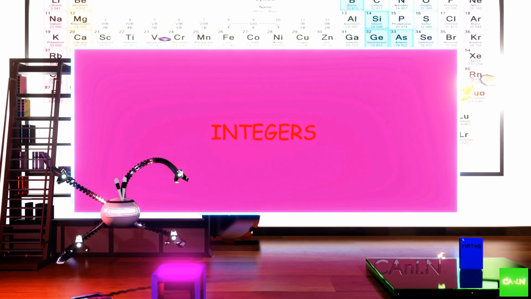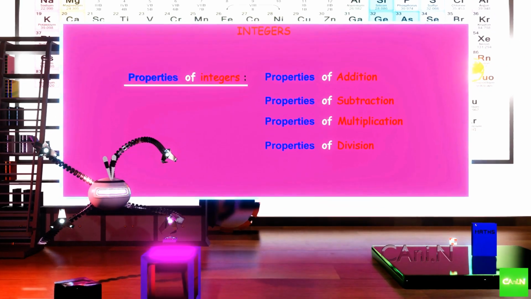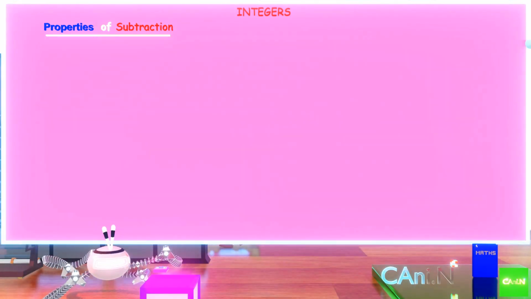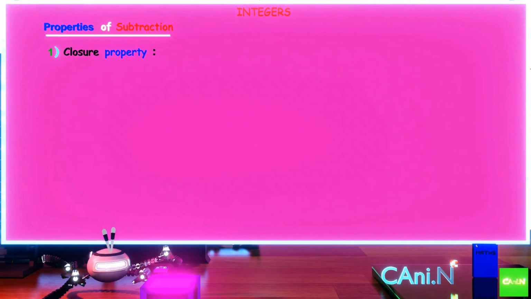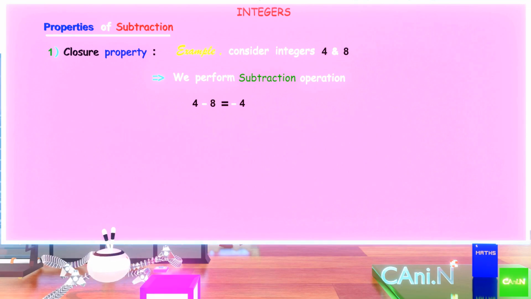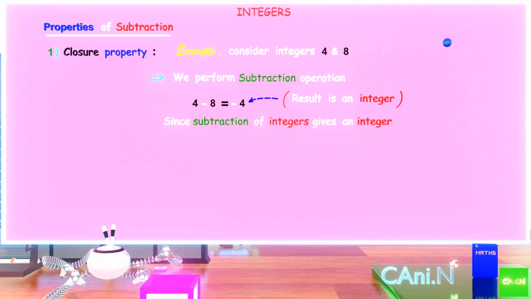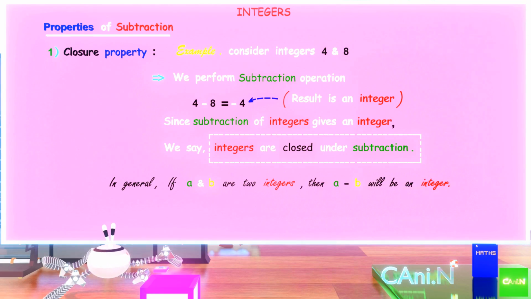Let us continue with integers. Properties of subtraction. Under properties of subtraction, closure property. Example. Consider integers 4 and 8. We perform subtraction operation. 4 minus 8 equals minus 4. Since subtraction of integers gives an integer, we say integers are closed under subtraction. In general, if a and b are two integers, then a minus b will be an integer.